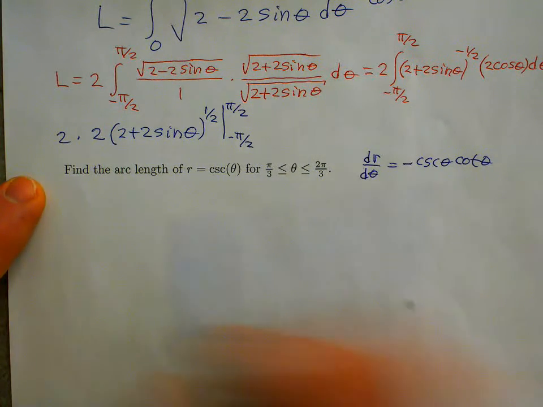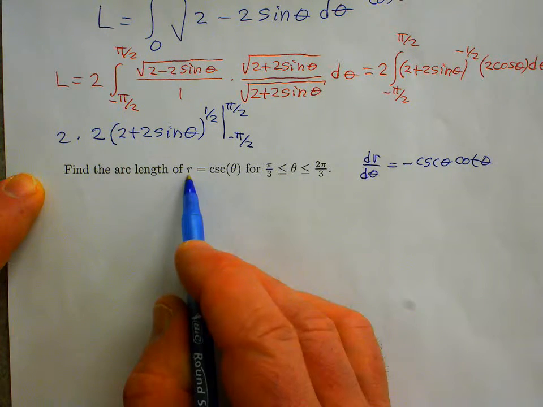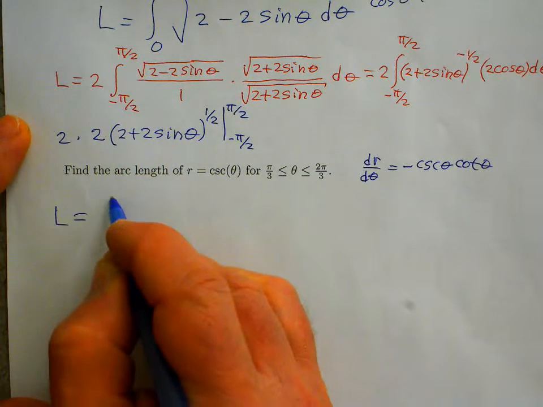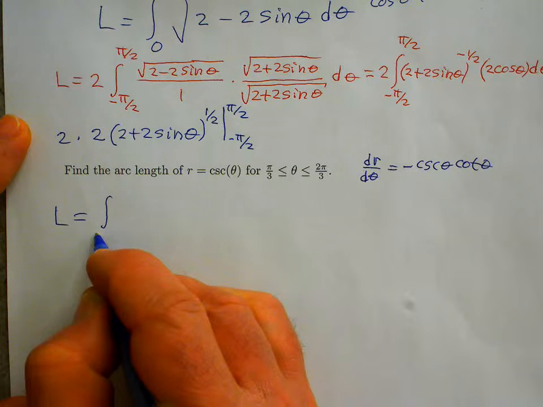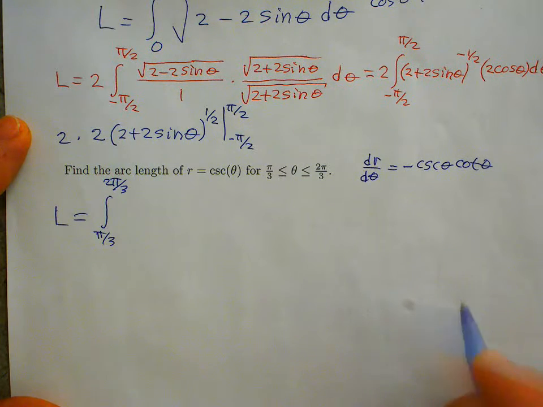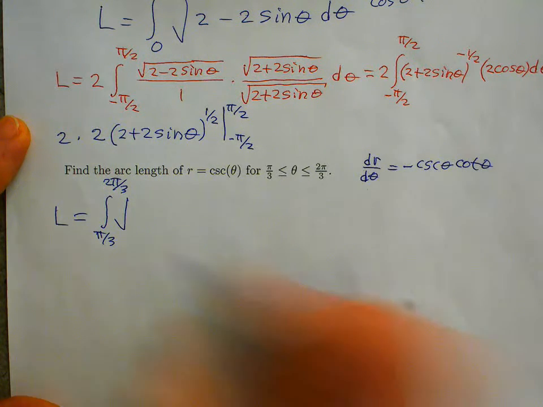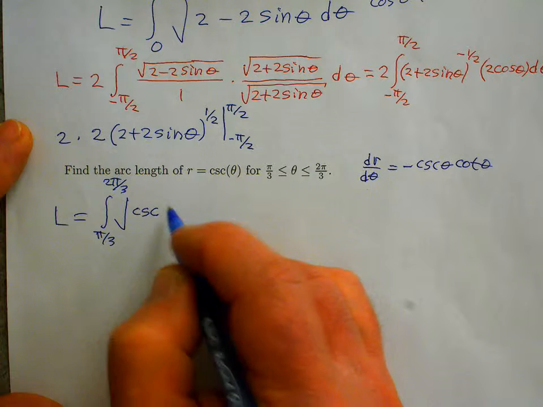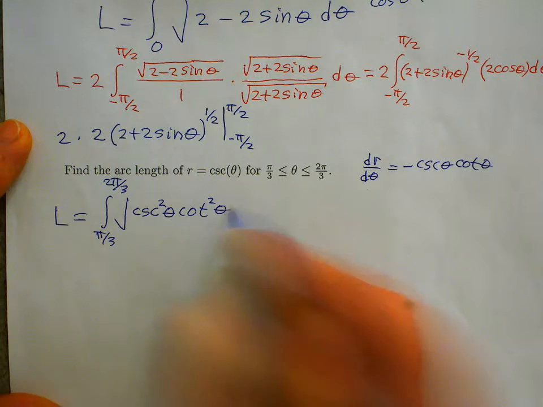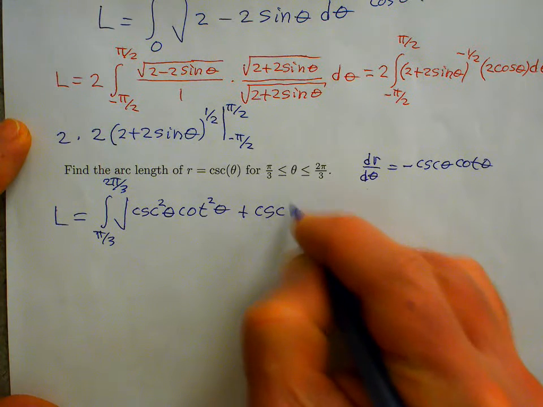Okay, then we're going to square that in a minute, but we also are going to square r squared. So the arc length then is the integral from pi over 3 to 2 pi over 3, and the square root of dr d theta squared. When we square this, we'll just get cosecant of theta squared times cotangent of theta squared plus r squared, which is cosecant of theta squared.